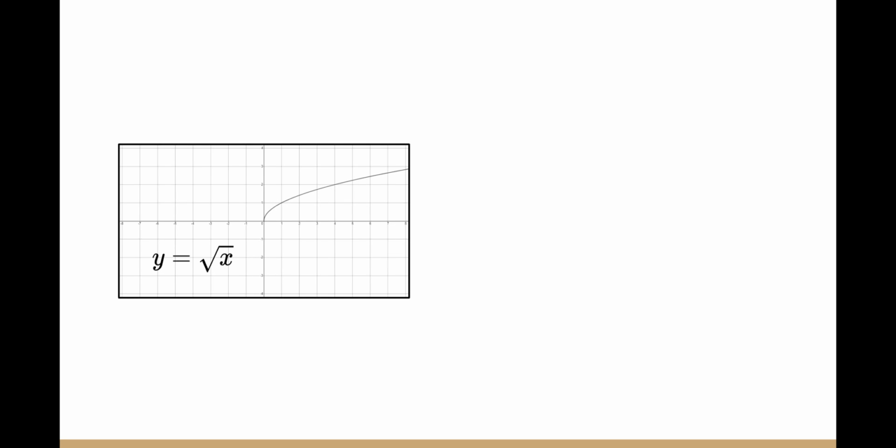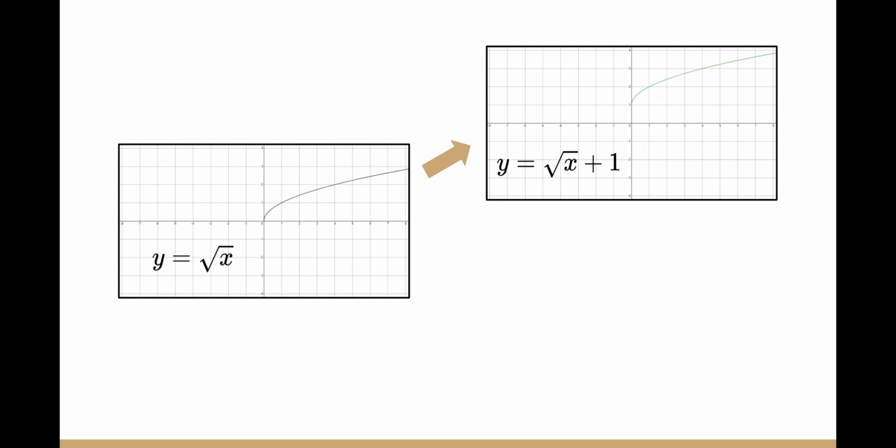We can also shift the function upwards and downwards. So given y is equal to square root of x, if we did plus 1 on the outside of the radical, it would shift the entire function up 1 unit. And this is different from before, where we put the addition and subtraction inside the radical.